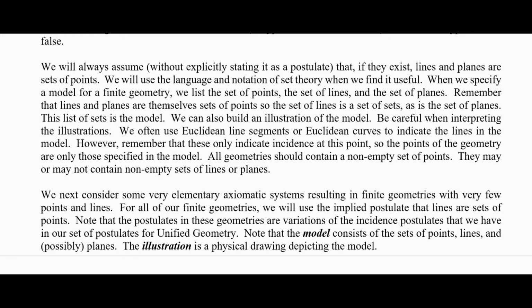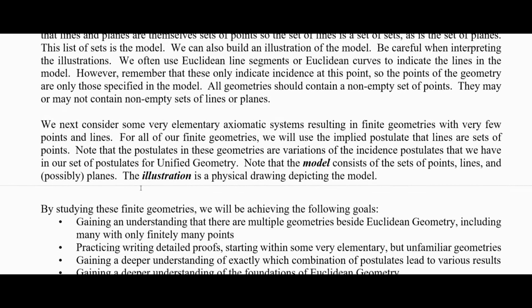We next consider some very elementary axiomatic systems resulting in finite geometry with very few points and lines. In fact, these are so small they're pretty boring, but for all of our finite geometries, we will use the implied postulate that lines are sets of points. And note that the postulates in these geometries are variations of the incidence postulates that we have in our set of postulates for unified geometry. Once again, note the model consists of the set of points, lines, and possibly planes. The illustration is a physical drawing depicting the model.